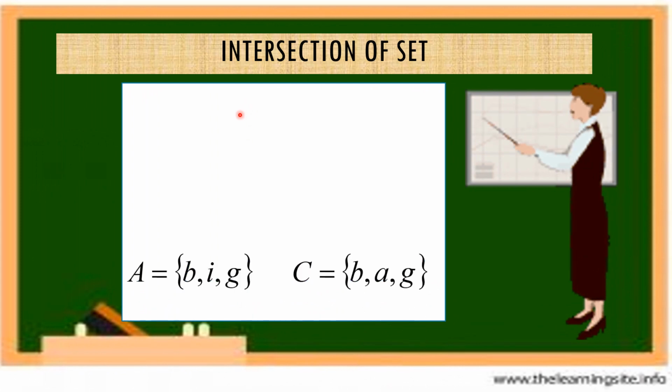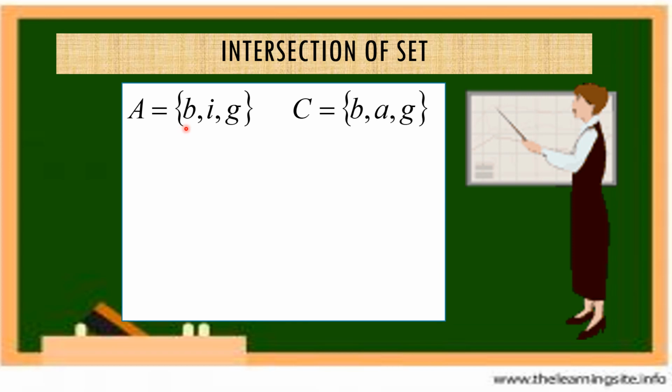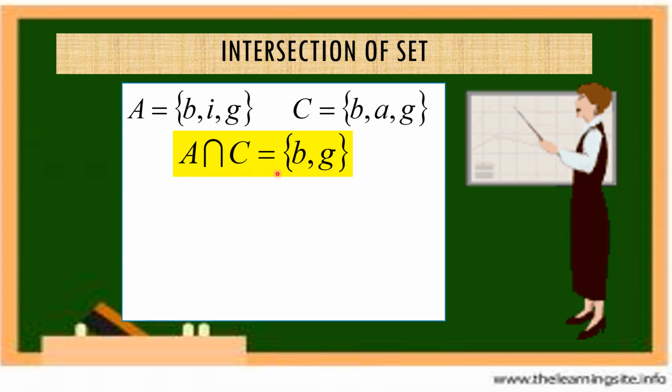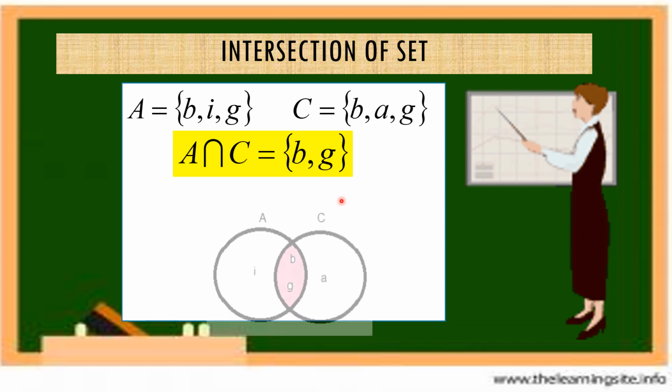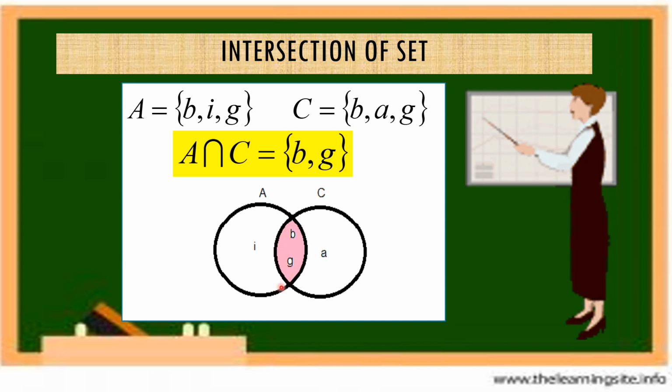So we have another intersection of sets. Set A is a set whose elements are B, I, and G. And set C is a set whose elements are B, A, and G. What are the elements common to both set A and set C? We have B and G. Therefore, A intersection C are the letters B and G. Now we are going to represent the given using a Venn diagram. B and G are the colored part of the given circles. That is the intersection of set A and set C.